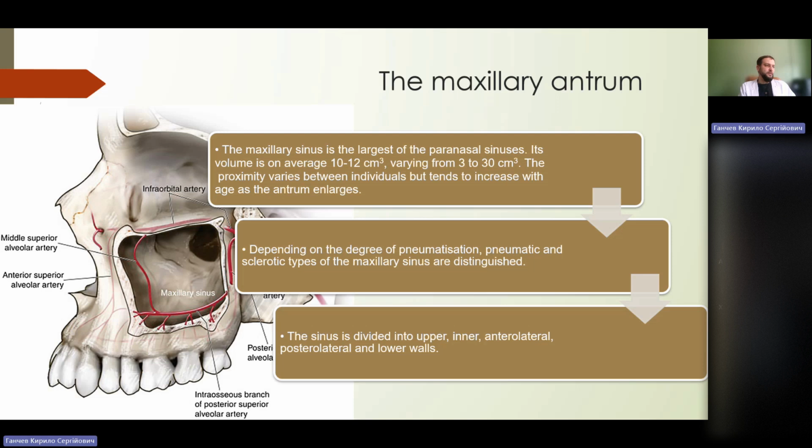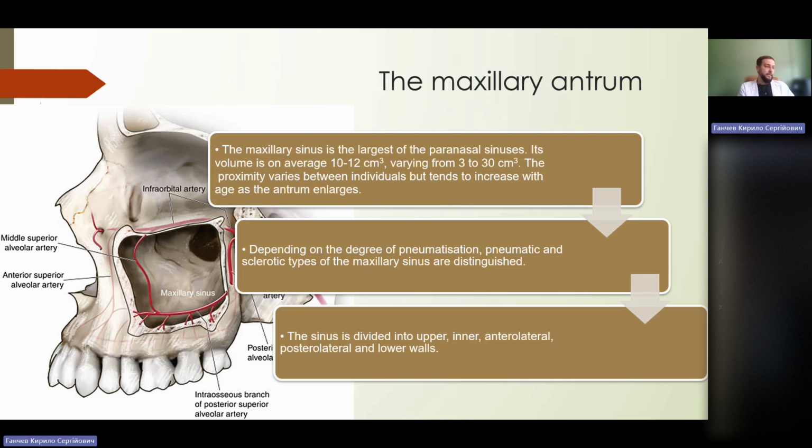Proximity varies between individuals, but tends to increase with age as the antrum enlarges. Depending on the degree of pneumatization, pneumatic and sclerotic types of the maxillary sinus are distinguished. And that's very important for us if we talk about implantology and augmentation of the maxillary bone for implantation. And of course, it's necessary for us to understand when we do extractions of teeth of the upper jaw, because the root can be involved into the maxillary antrum, right?